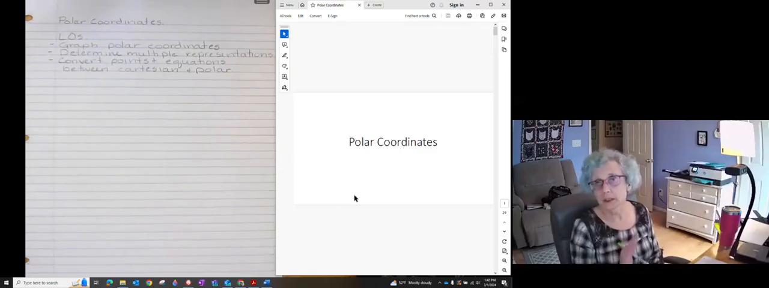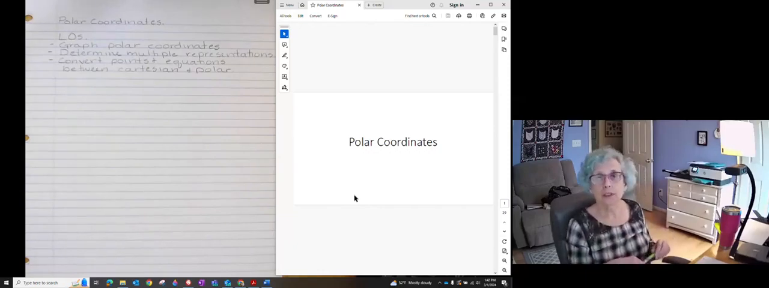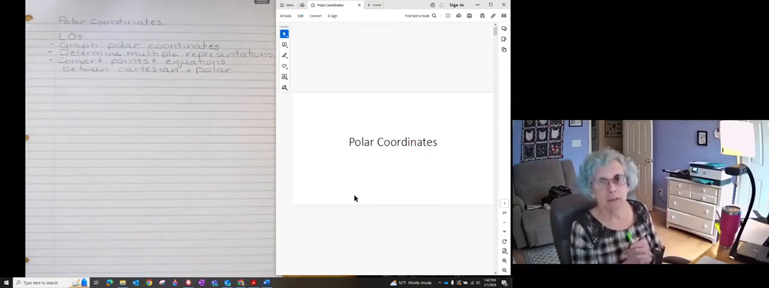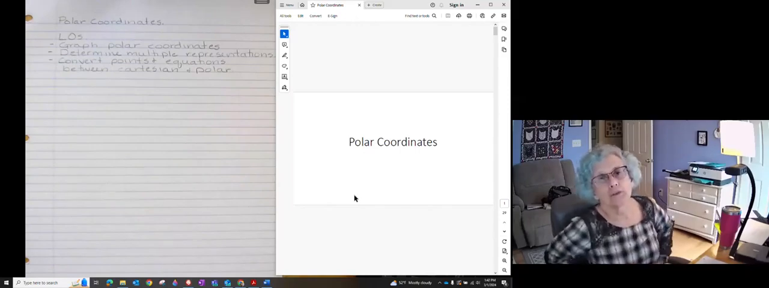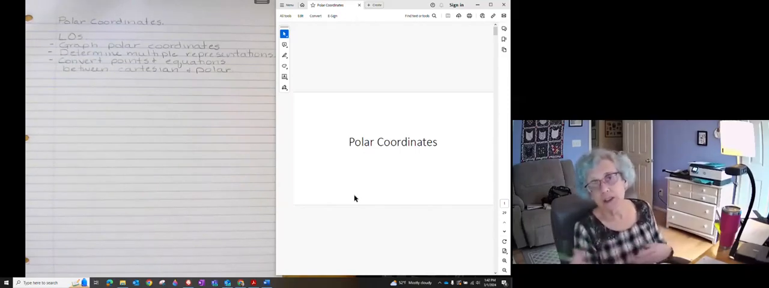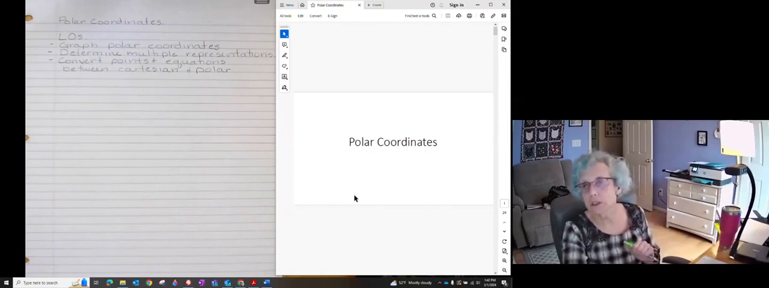Polar coordinates. It's just a different way of representing points in the plane. So we're going to graph polar coordinates. We're going to determine multiple representations because unlike rectangular or Cartesian coordinates, the way you label them is not unique. Just like the unit circle, there's different ways to get to the different angles. And we're going to convert both points and equations back and forth between Cartesian and polar.